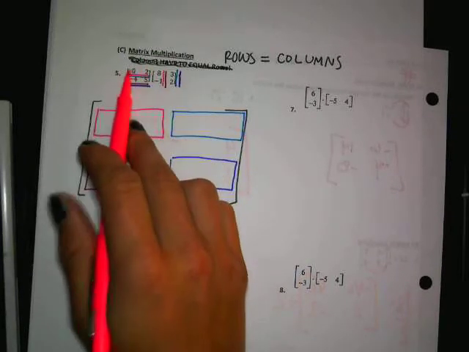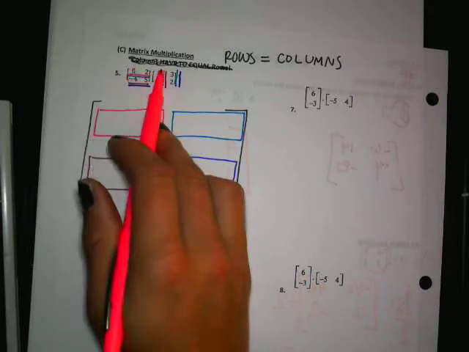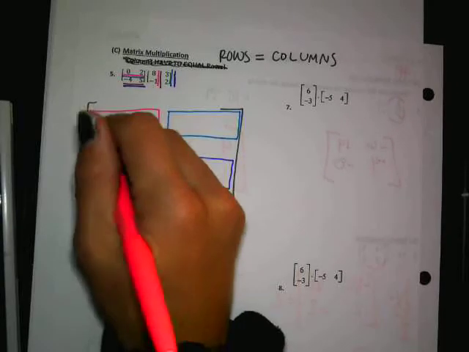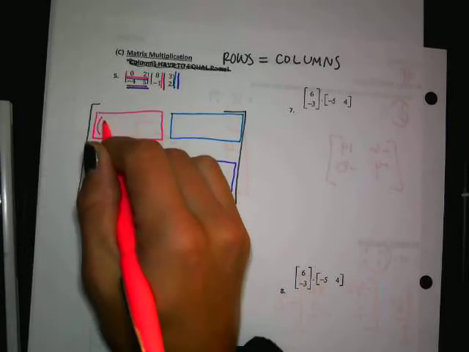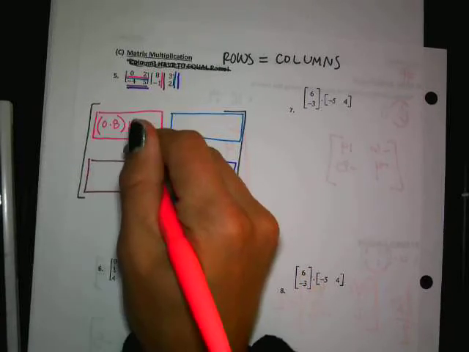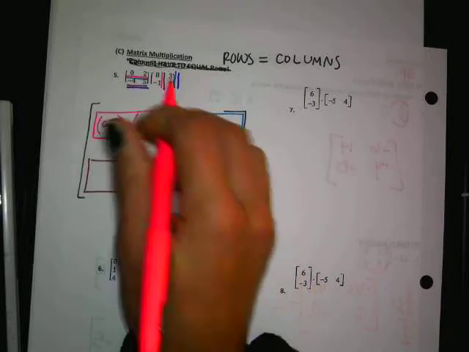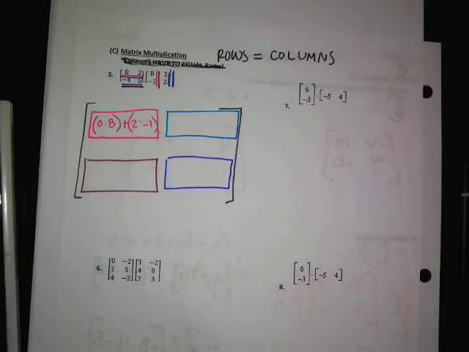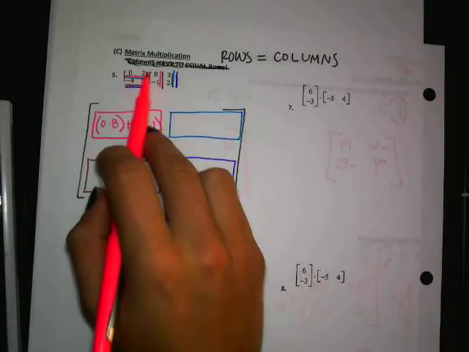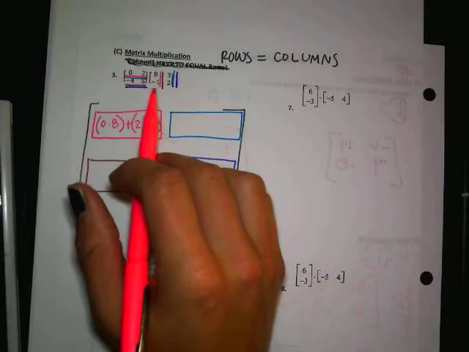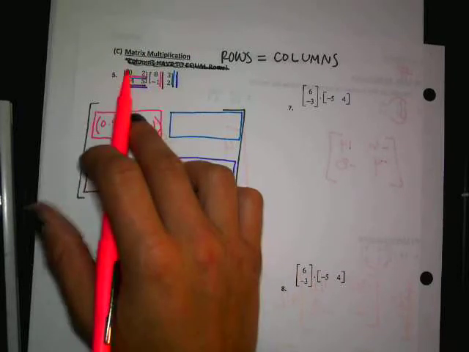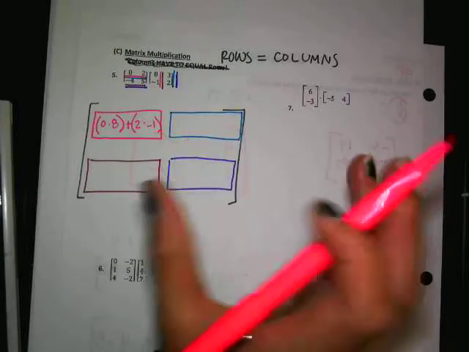All right. You are going to multiply the two first numbers. And you're going to multiply the two second numbers and add them up. So to get this number here, we're going to do 0 times 8, and we are going to add it to 2 times negative 1. And that's why you have to have the same amount of numbers in the row and the column, because you're going to be multiplying the ones that are in the same spot. So 0 times 8, 2 times negative 1, and then you add them up.